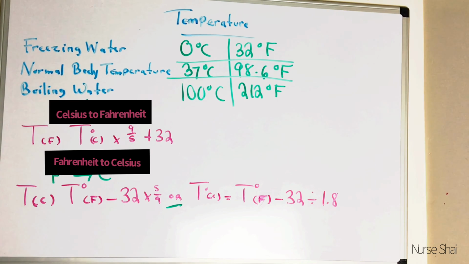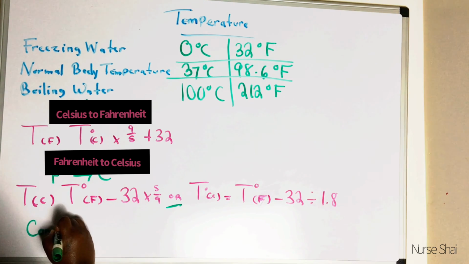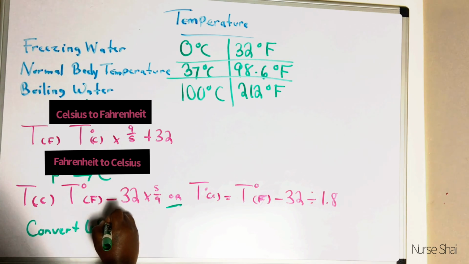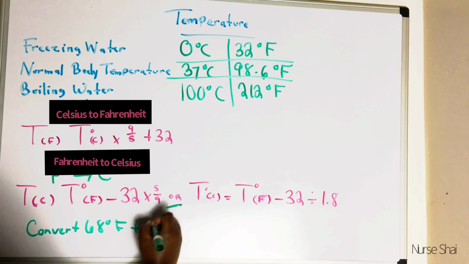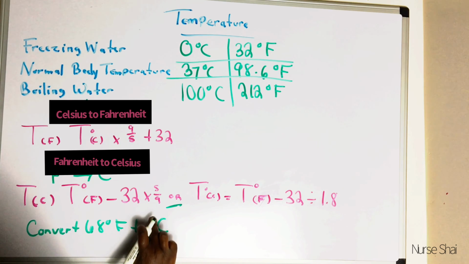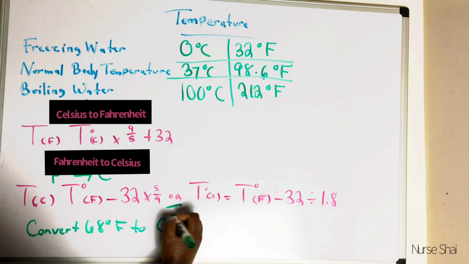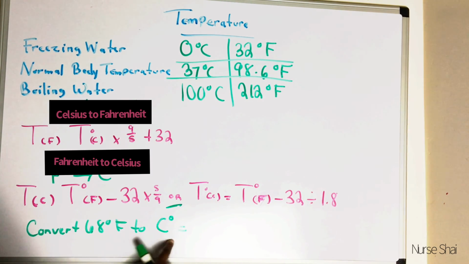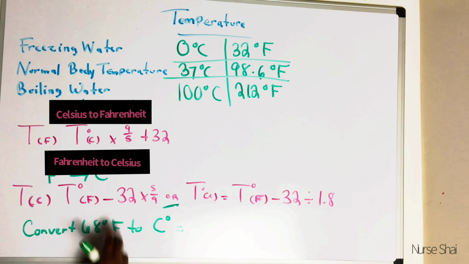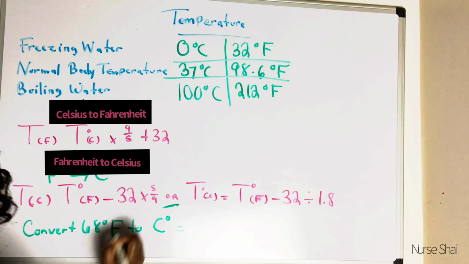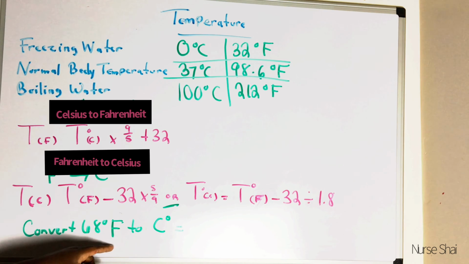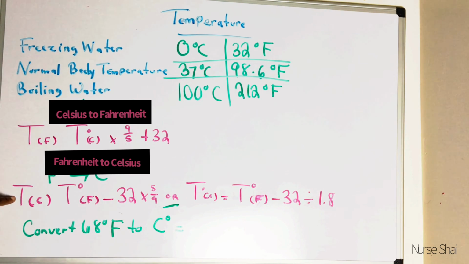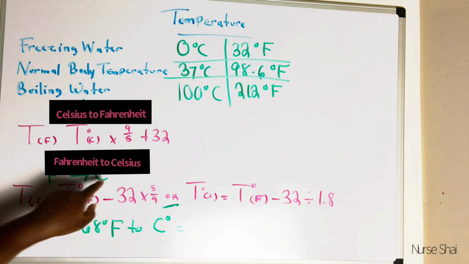So I'm going to give you guys some examples. A question will say something like this. We'll do this one: convert 68 Fahrenheit to Celsius. Alright, so as you can see, we've been given the Fahrenheit, so we automatically know that we need to use this formula right here because we're on the Fahrenheit to Celsius.